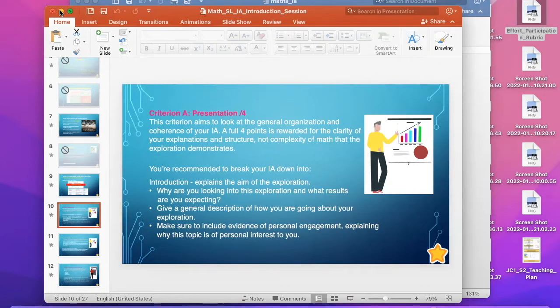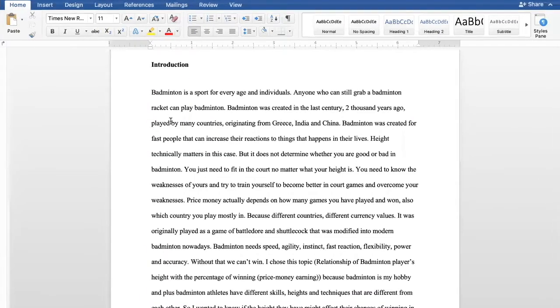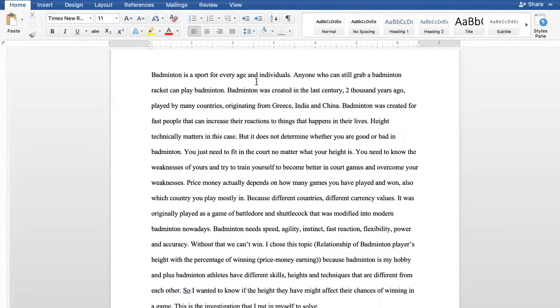And I did put this as well in the beginning of IA instruction last semester. So please pay attention to that. Okay, let's take a look. Badminton is a sport for every age and individuals. Every age? Are you sure? Well, not for babies, sir. I know. That's why, be very careful. You might want to do some rework. I don't think you will be penalized. You just double check again on this, okay?